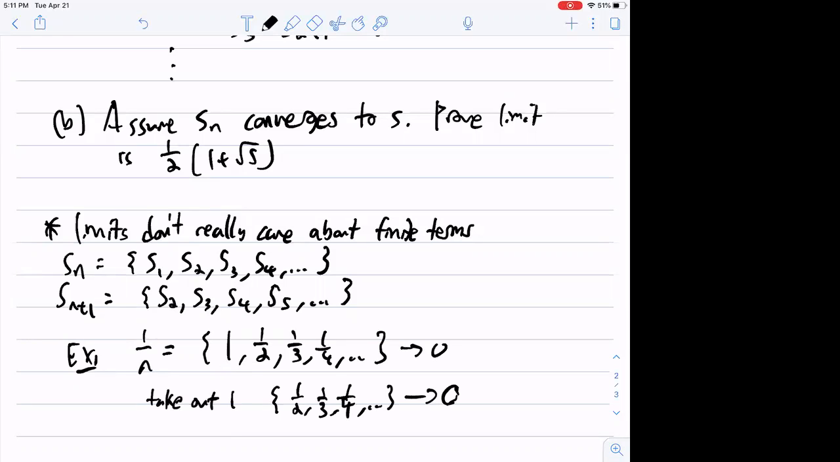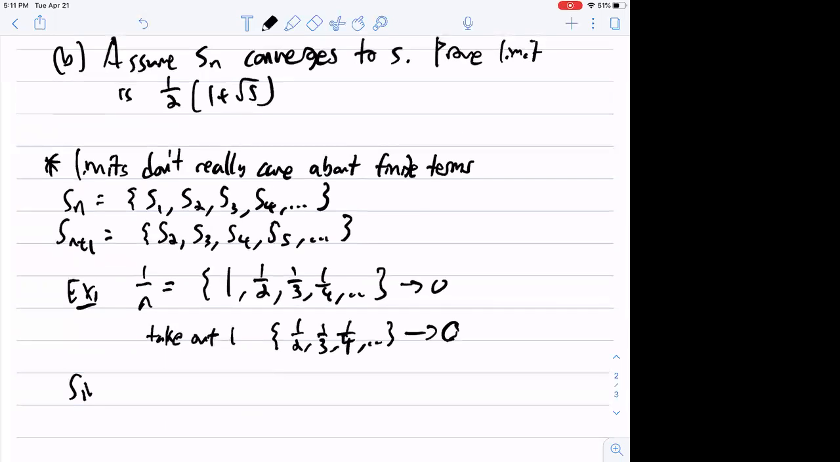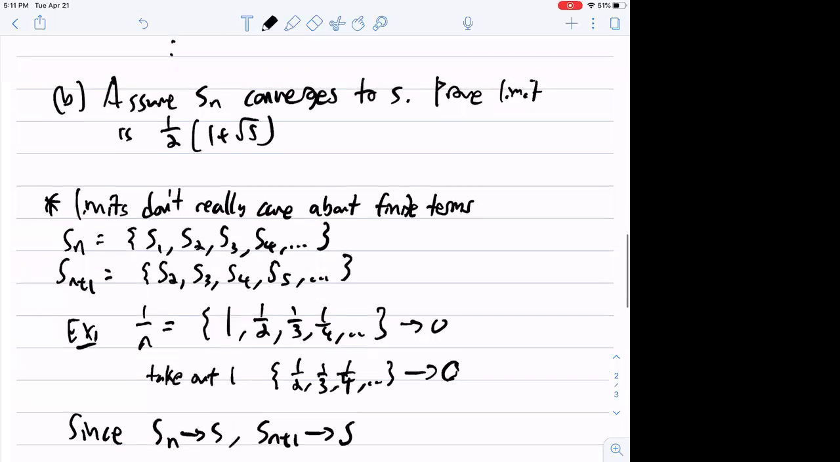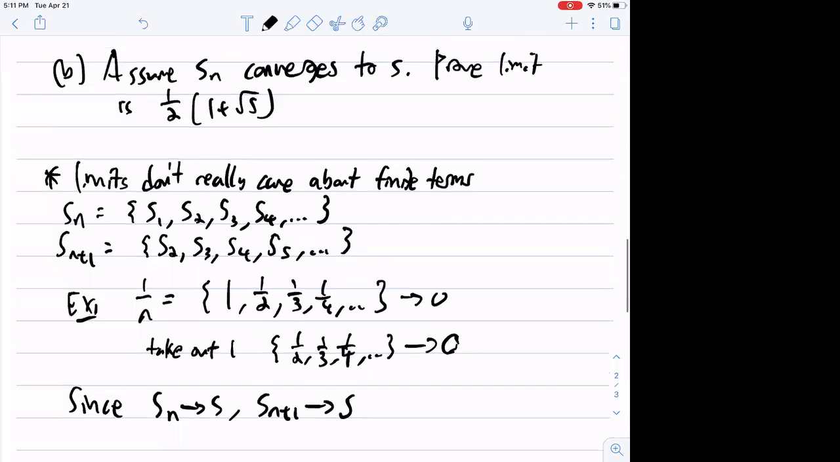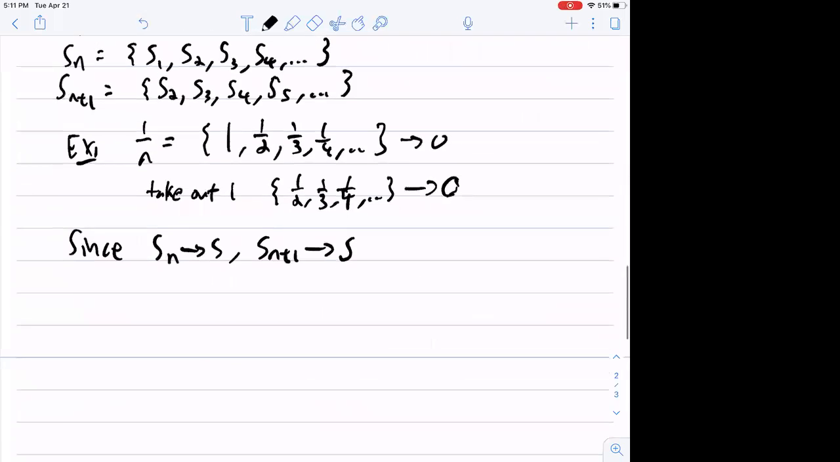And in fact, you could show that you could take out finitely many terms in the sequence, and it won't change anything. Because limits care about what happens when you go to infinity, right? So you don't really care about the first finite terms, right? So basically, since Sn goes to S, Sn plus 1 goes to S, right? We assume that Sn converges to S, so Sn plus 1 goes to S. But now we have this relation, right?